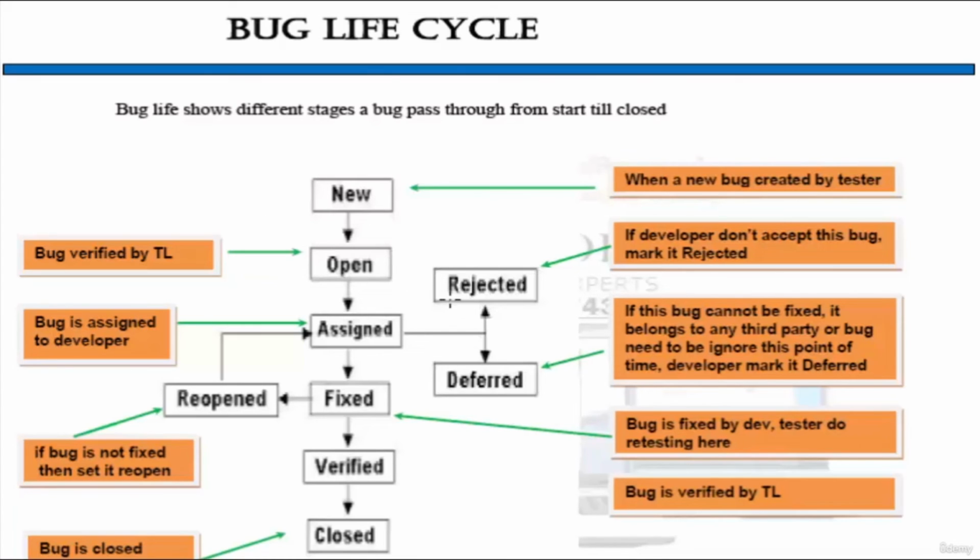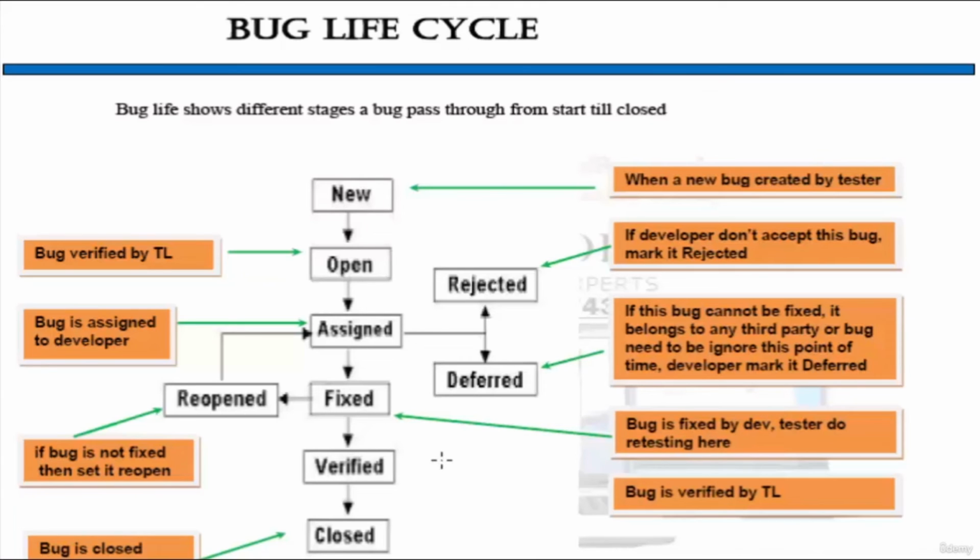My lead will not verify it again. In the same way, if the developer fixed that bug, the status is fixed. As a tester, I'm checking whether the bug is fixed or not. And if it is fixed, I'll directly close it. I'll not set it verified. So here, this open and verified stage is not used when we are working on real-time applications.